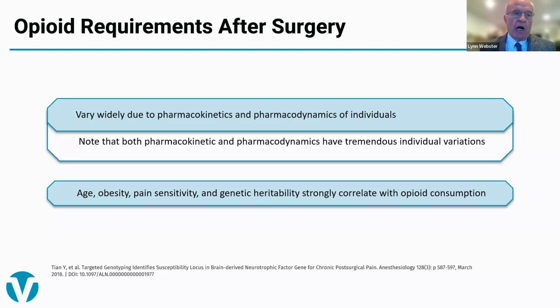The other requirements, or I should say the other factors that may determine the amount of opioids following surgery or trauma would be age, obesity, pain sensitivity, and genetic heritability. All of these correlate with the amount of opioid consumption in published literature.